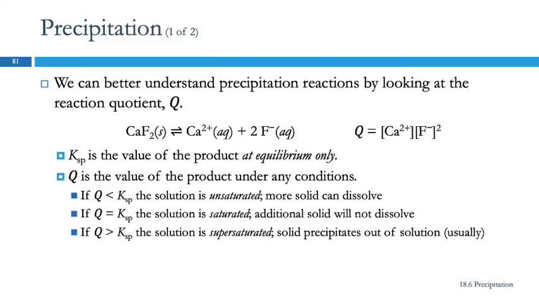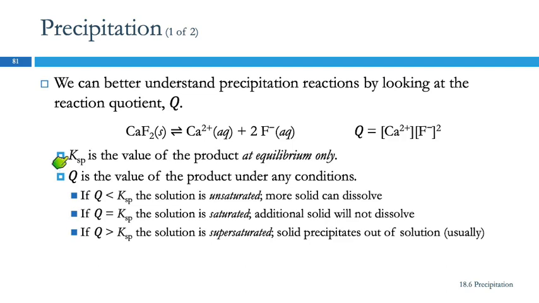So we're going to talk about precipitation, an extension of the discussion of solubility. We can understand precipitation reactions better by looking at the reaction quotient. The reaction quotient is calculated the same way as the equilibrium constant, but instead of using equilibrium concentrations, it uses whatever concentrations are currently present.